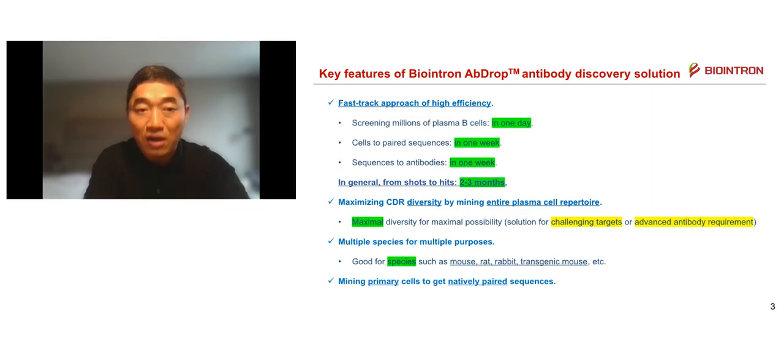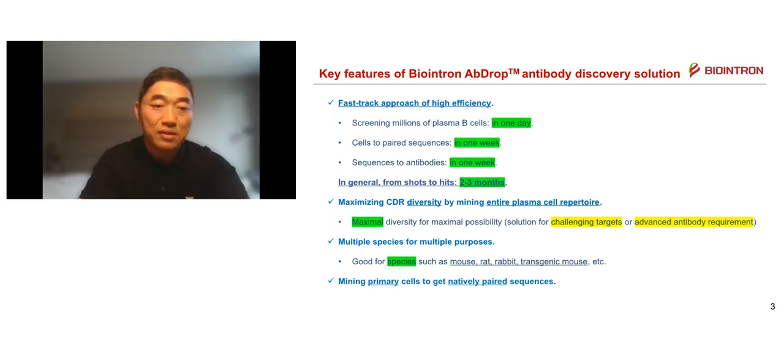And from sequences to purified antibody, as I just showed, is just 1 week. So in general, from the first round of animal immunization to verified hits with Biointron's AbDrop takes just 2 to 3 months. Compared to hybridoma, this is a very fast track, because hybridoma generally takes 6 to 7 months or longer. Phage may also take 5 months or longer. So this is the first fast-track approach of high efficiency.